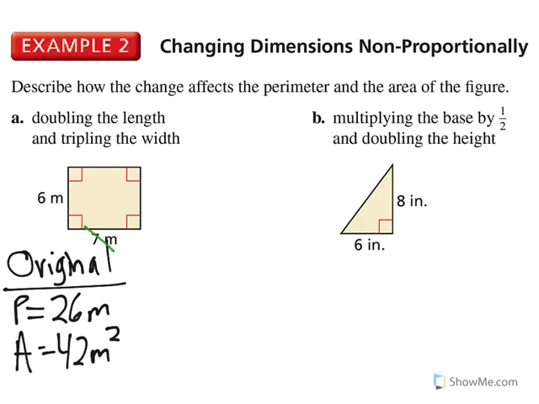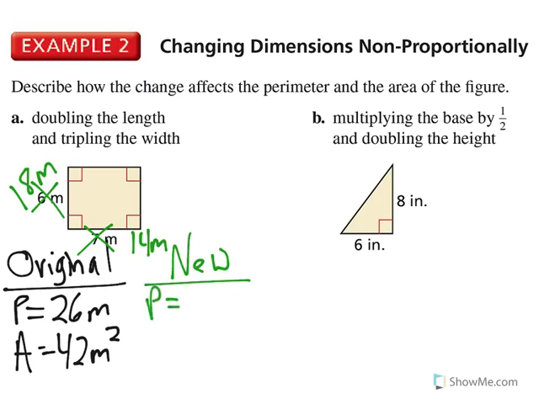So doubling the length, now we're going to have 14 meters as our length. And tripling our width means we're going to have 18 meters on this side. So now our new perimeter and area. So once again, perimeter, we're going to add all sides. So we would do 14 plus 18 plus 14 plus 18. And so for the perimeter, we would end up getting 64 meters.